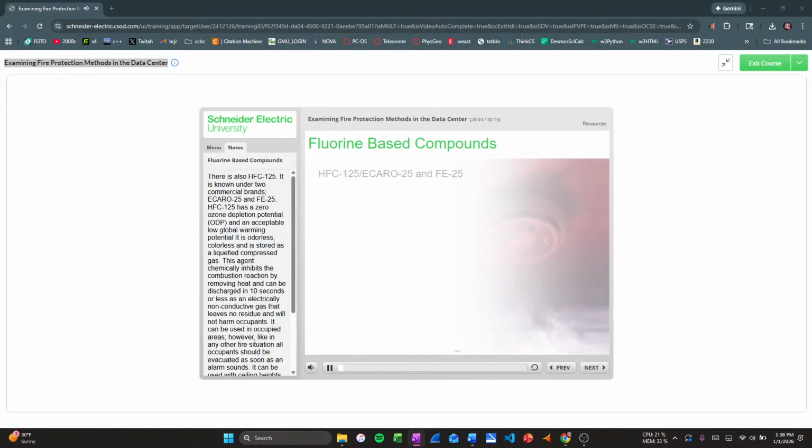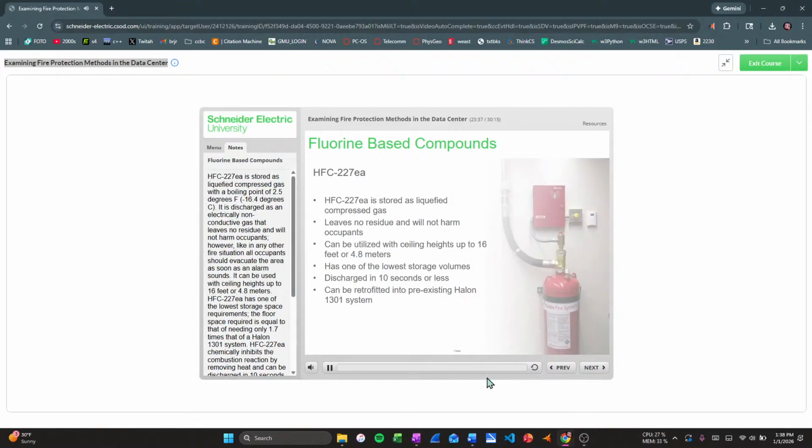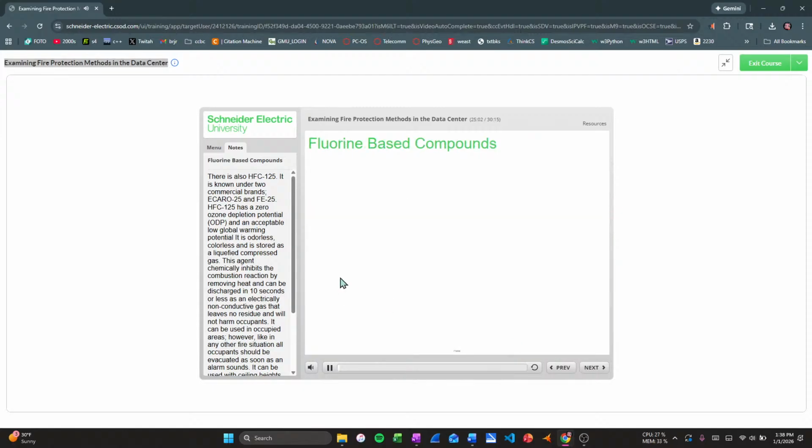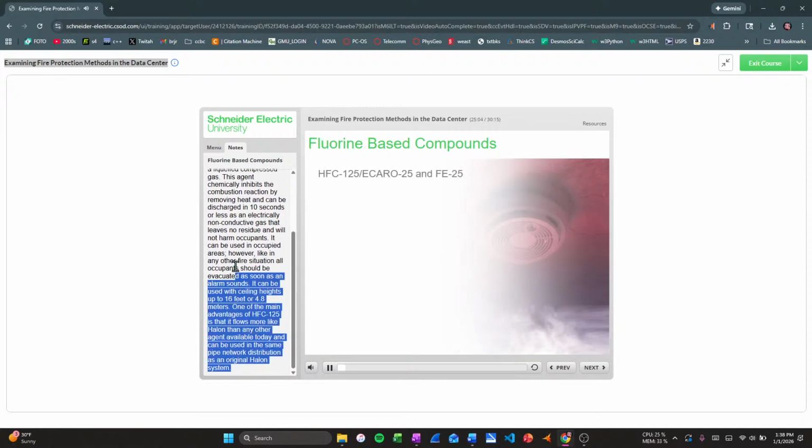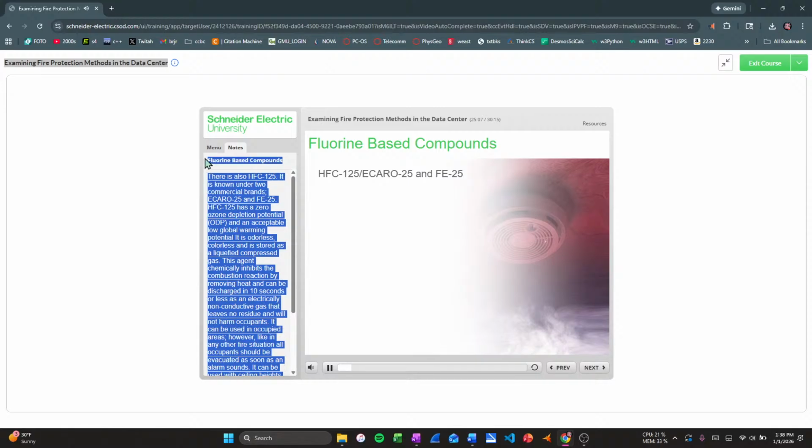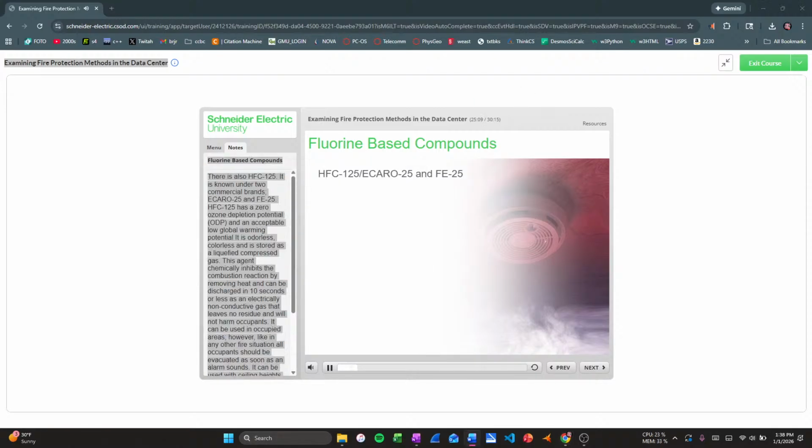There is also HFC 125. This is known under two commercial brands, ECARO 25 and FE 25. HFC 125 has a zero ozone depletion potential and an acceptable low global warming potential. It is odorless, colorless, and is stored as a liquefied compressed gas.